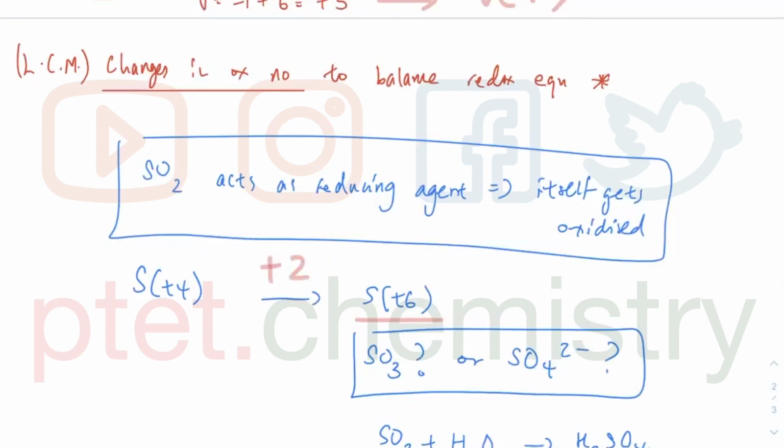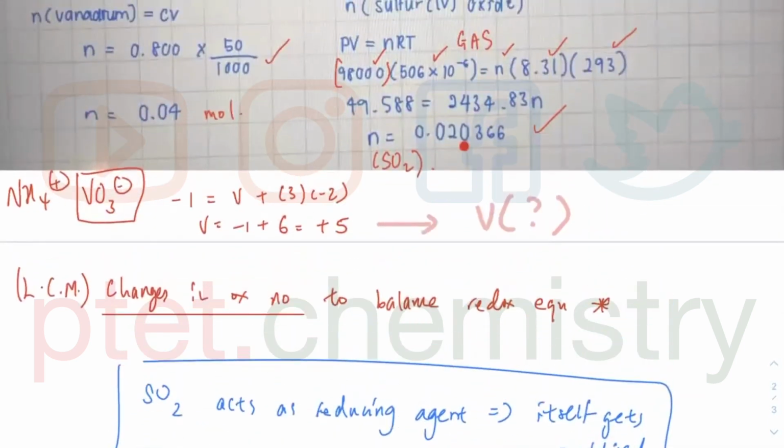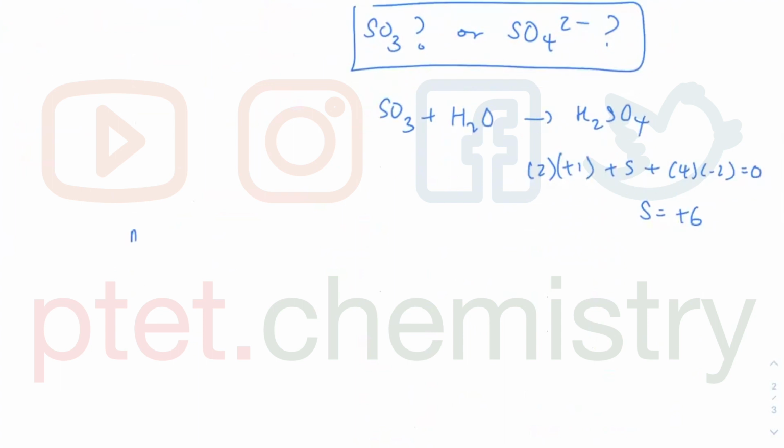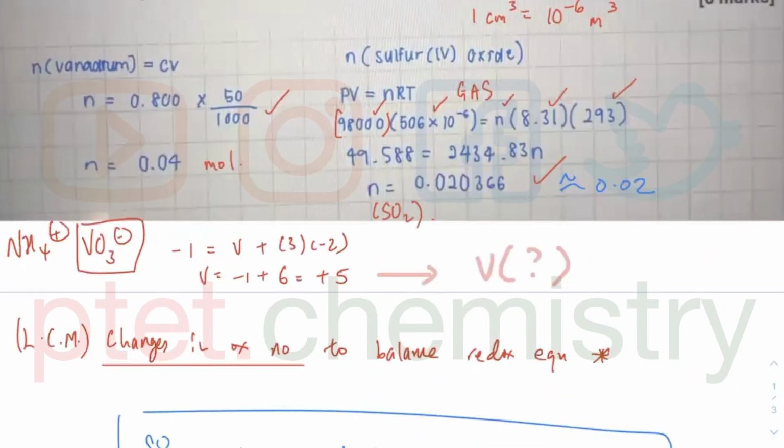Now what do we know here? This is 0.02. If I approximate that, this is 0.04. So what do we notice so far? The mole of VO3 minus is to the mole of SO2. What was it? SO2 was 0.02, the other one was 0.04.